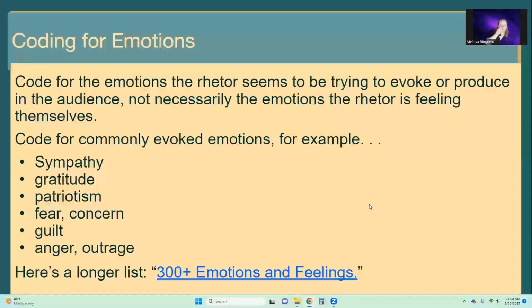Code for the emotions the rhetor seems to be trying to evoke or produce in the audience, not necessarily the emotions the rhetor is feeling themselves. Code for commonly evoked emotions, for example, sympathy, gratitude, patriotism, and note that might overlap with values sometimes. I have a list of emotions linked that you could look at.